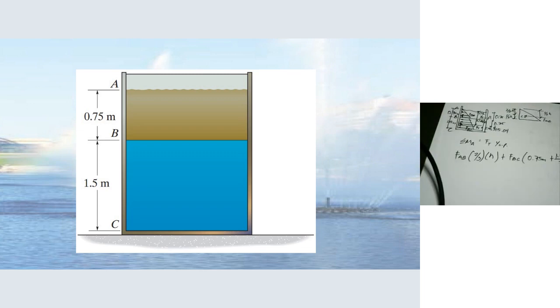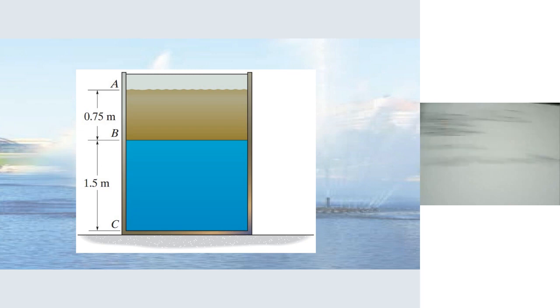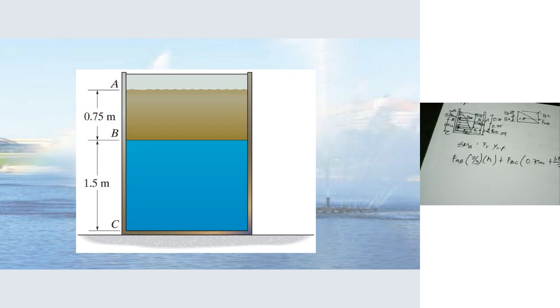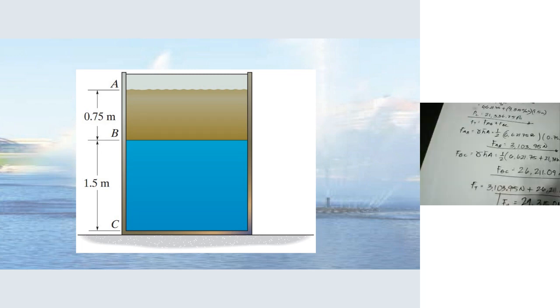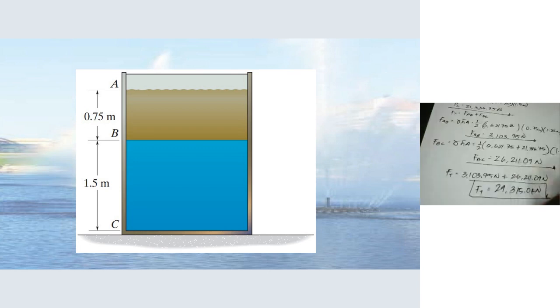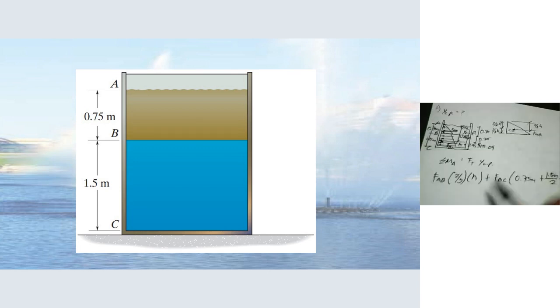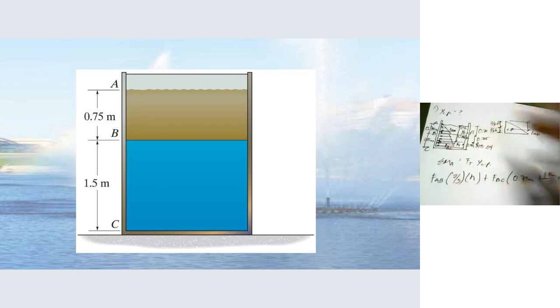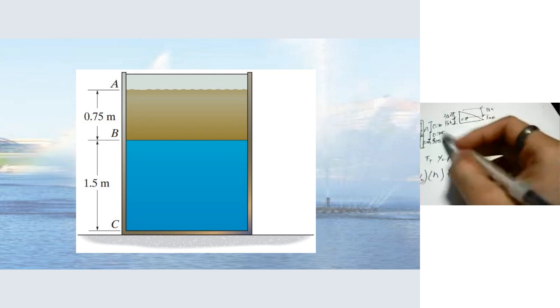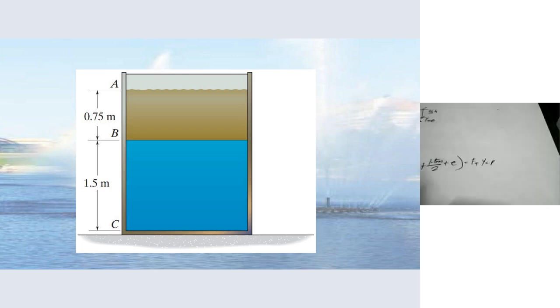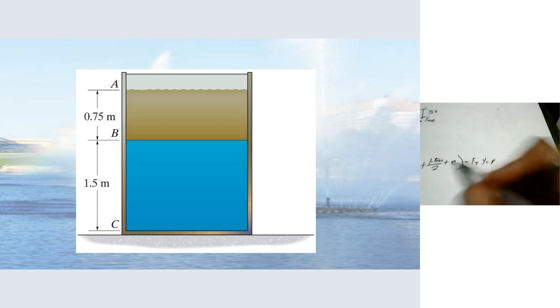Now we only have one equation, therefore kailangan isa lang yung unknown natin. Diba? So F sub AB, meron na tayo. Na-compute na natin. That is 3,000 something, as well as F sub BC, 26K. Yung H meron, 0.75. F sub T meron din, 29,000 something. Ang wala tayo is yung E.